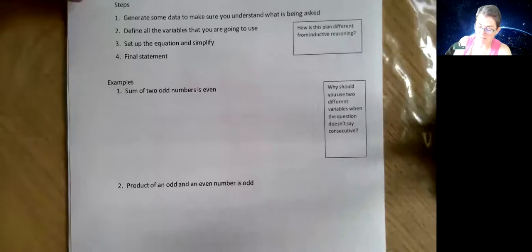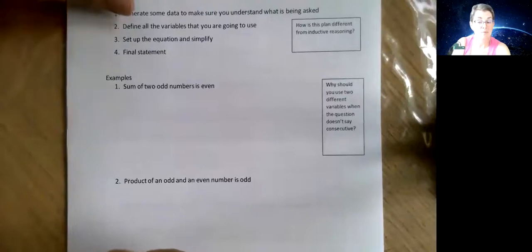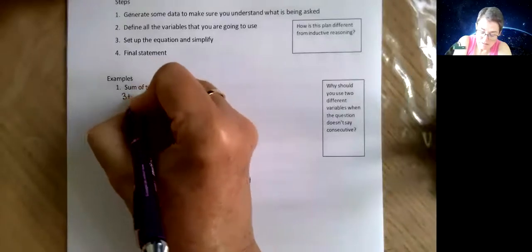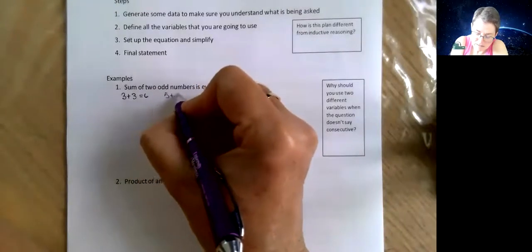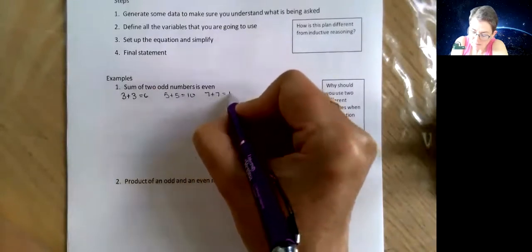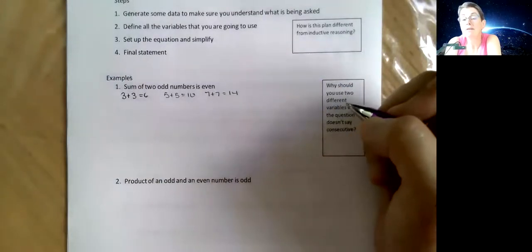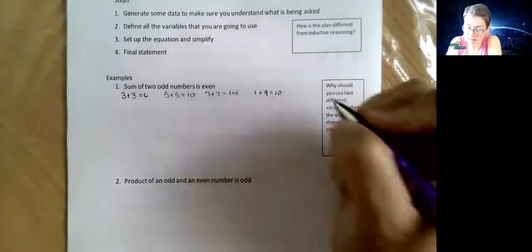The sum of two odd numbers is even. So make up some data. Minimum 3. You can go more than that, but I usually suggest to have 3. So 3 plus 3 is equal to 6. Now, if you're generating numbers, don't do this. I mean, yes, that is two odd numbers, and it does come up even, but how do you know for sure that happens all the time, or does it only happen when you do doubles? So 1 plus 9 is equal to 10. So vary it up, mix it up a little bit.